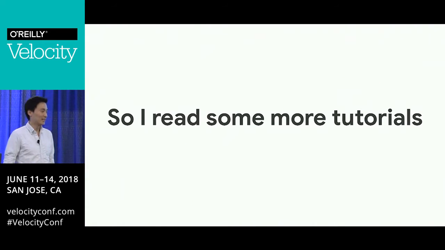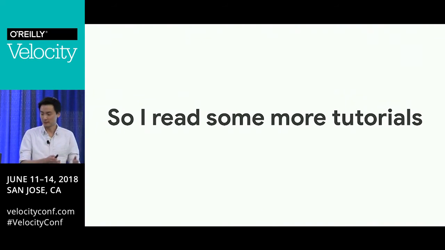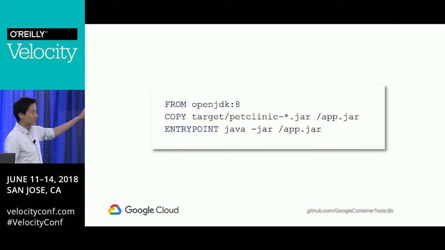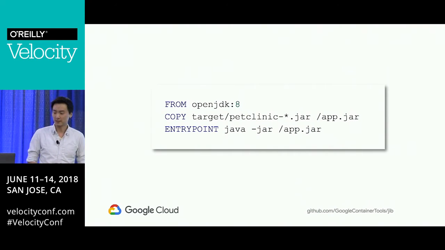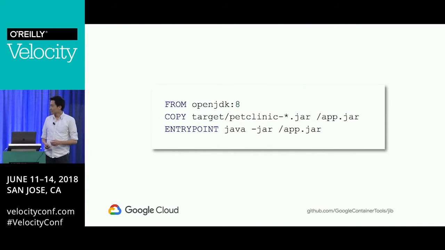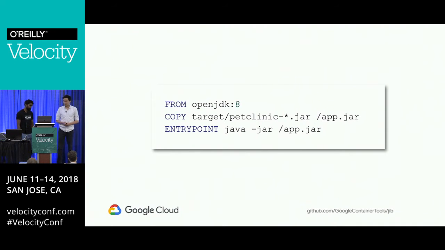OK, so I read some more tutorials, and I'm able to write this much better Dockerfile. I'm using a well-maintained base image, the OpenJDK base image off of Docker Hub. And all I'm doing is copying my fat jar into my container image and setting my entry point to run that fat jar. It's a lot simpler, a lot fewer layers. So this is nice. It's very obvious what's going on here. I understand all the lines. However, when I ran this build, I saw that my image was over 300 megabytes.